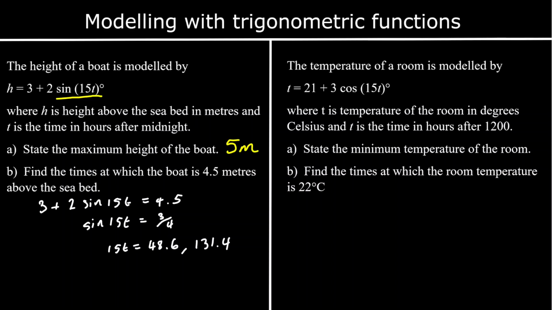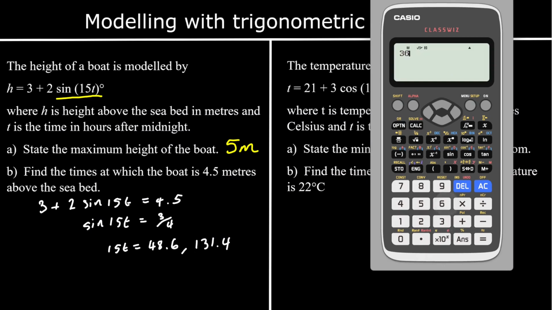So 15t, so 360 divided by 15, that's going to be 24 hours. So that's the whole day. So we only need 2 answers. And we're going to divide them by 15. So our first answer divided by 15 is 3.23. So that's a time.